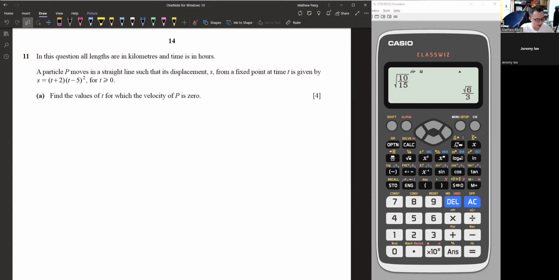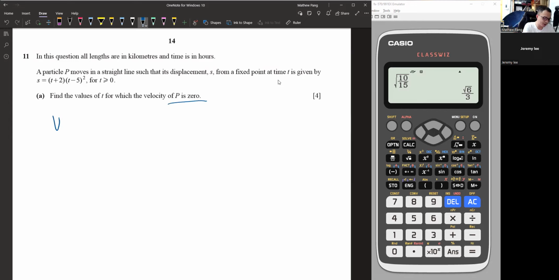Okay, question 11. In this question, all the lengths are in kilometers and time is in hours. All right, so we have some displacement equation. Time is given in seconds, t must be greater than 0. Find the value of t for which the velocity of P is 0.